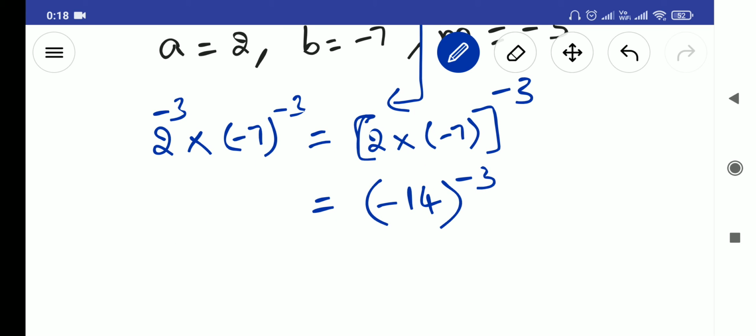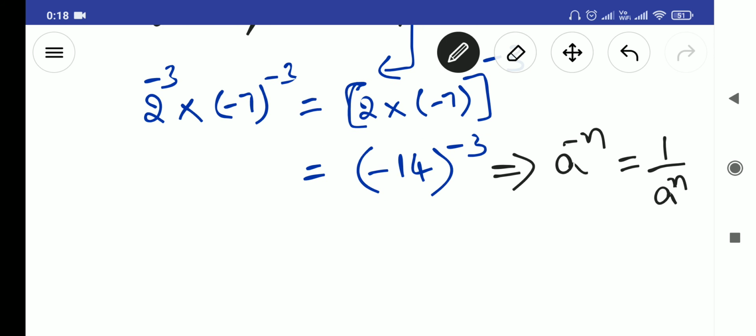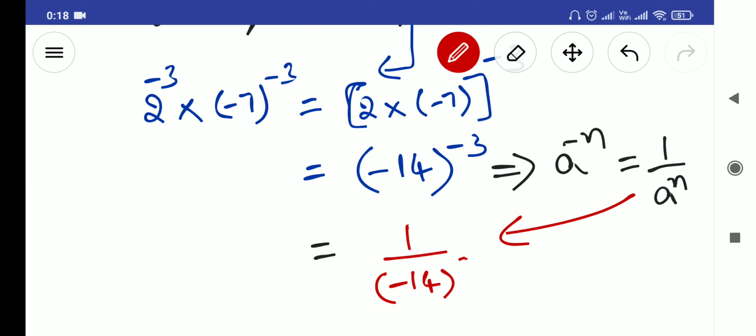Finally, if you see here, we got the answer with a negative exponent. The question is telling us to express it as a positive exponent. So finally, to write this as a positive exponent, this is now looking like a power minus n, whose result is 1 by a power plus n. Means, if you have a base with negative power, that is minus n, you can make it positive using this law of exponent. So finally, applying this law, it will become 1 by minus 14 whole power plus 3.